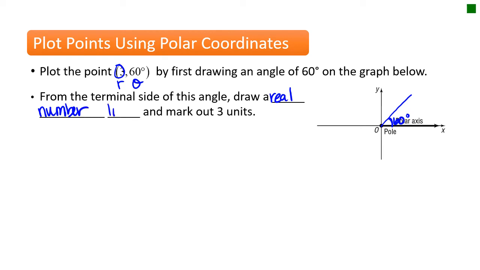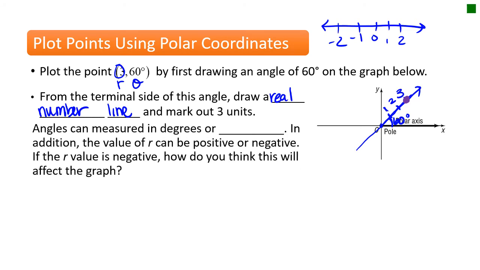Remember real number lines from when you were learning basic math are just like this, where you've got the 0, 1, 2, -1, -2. So we're going to draw a real number line on here. 0 is right here at the origin, so if my radius is +3, I'm going in the positive direction 3 units. So that would put this point right here.